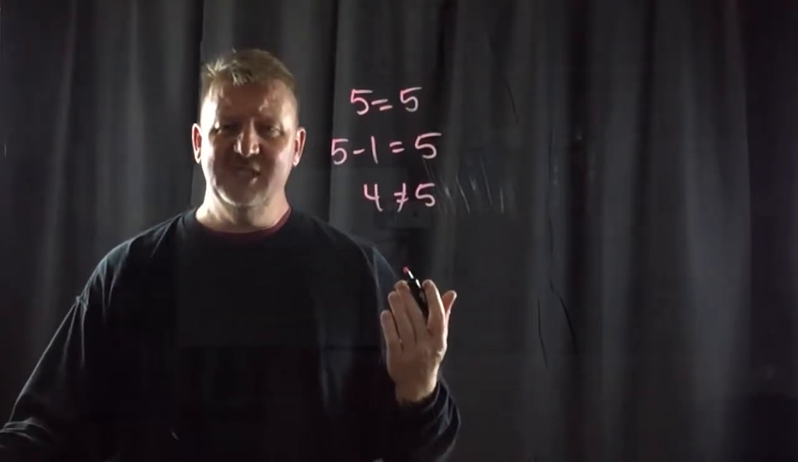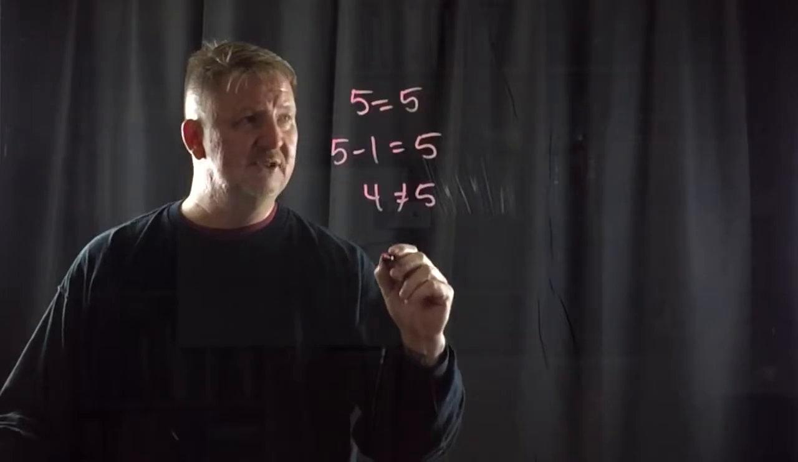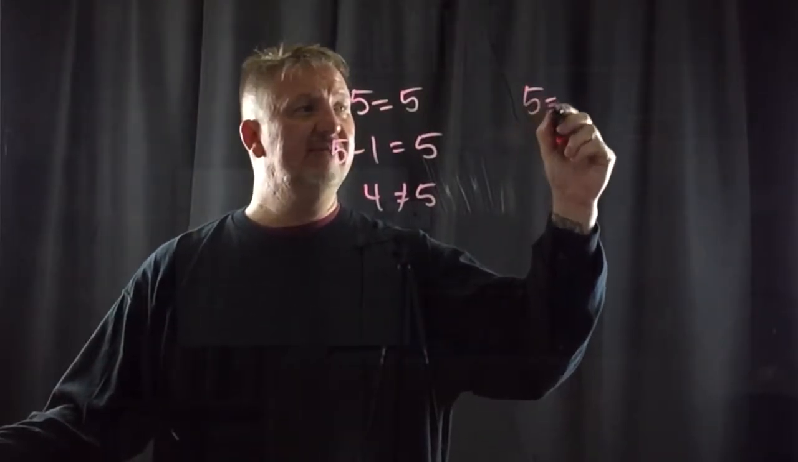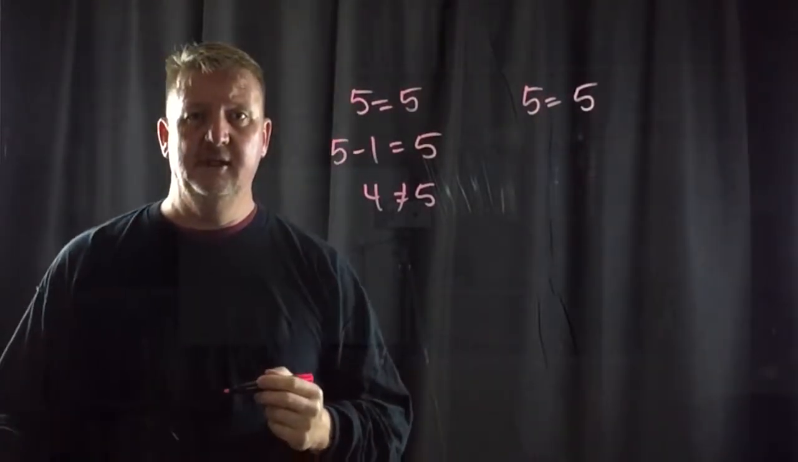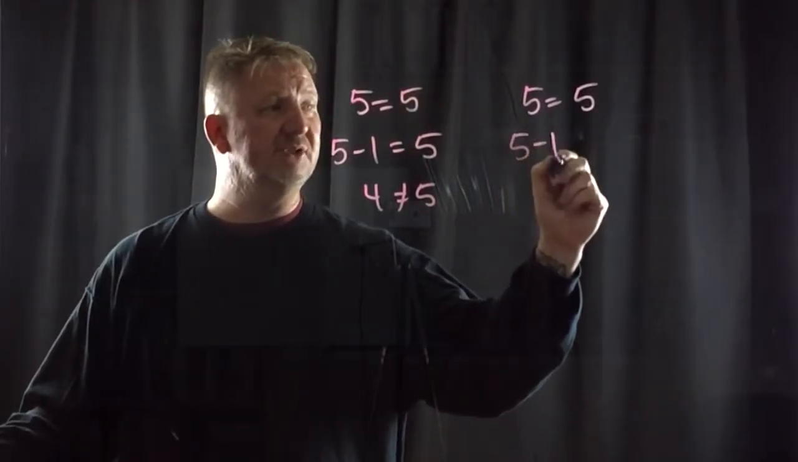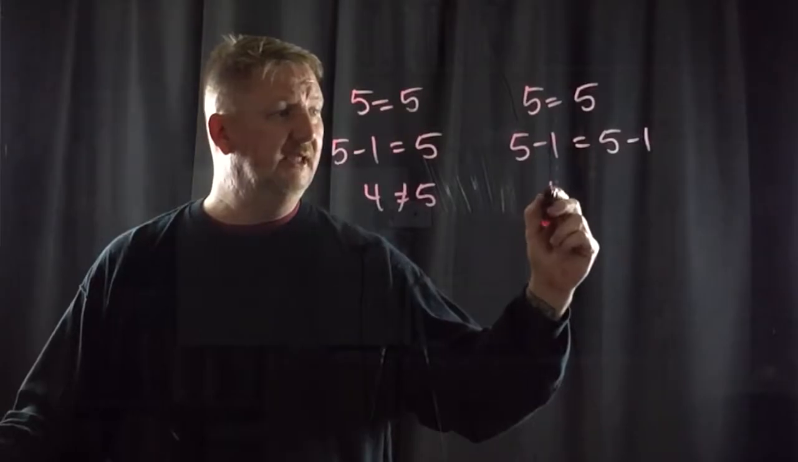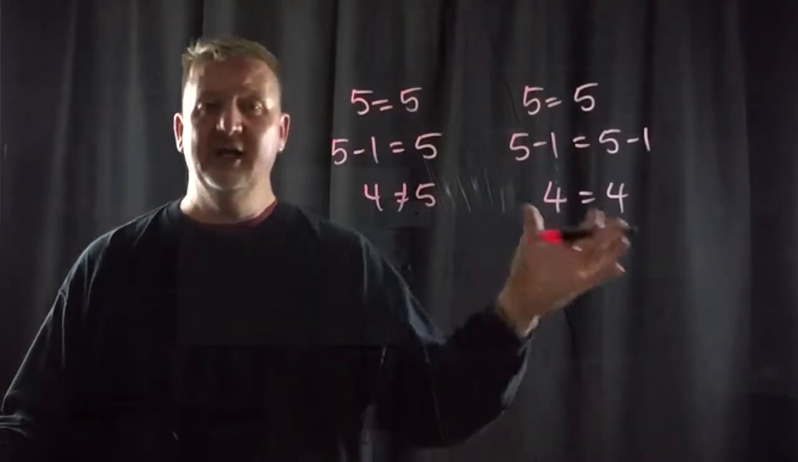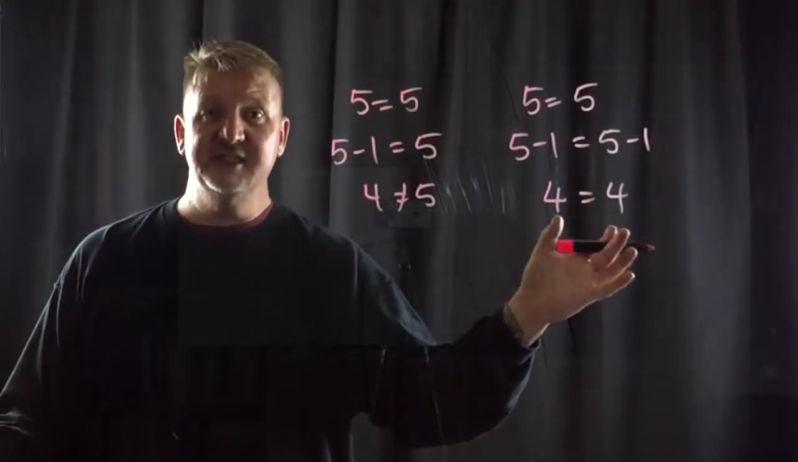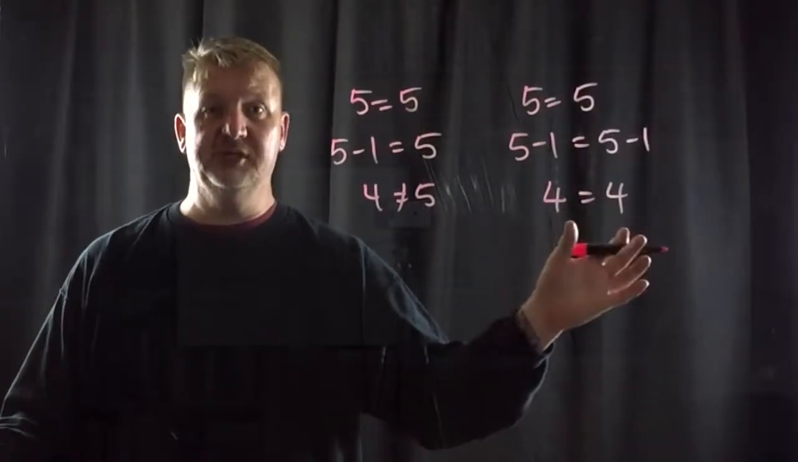Okay, so what I'm suggesting here is that if you take, let me just write it right here, 5 equals 5, and I subtract 1 from both sides, then I get 4 equals 4. And my equation remains balanced. It remains equal on both sides.